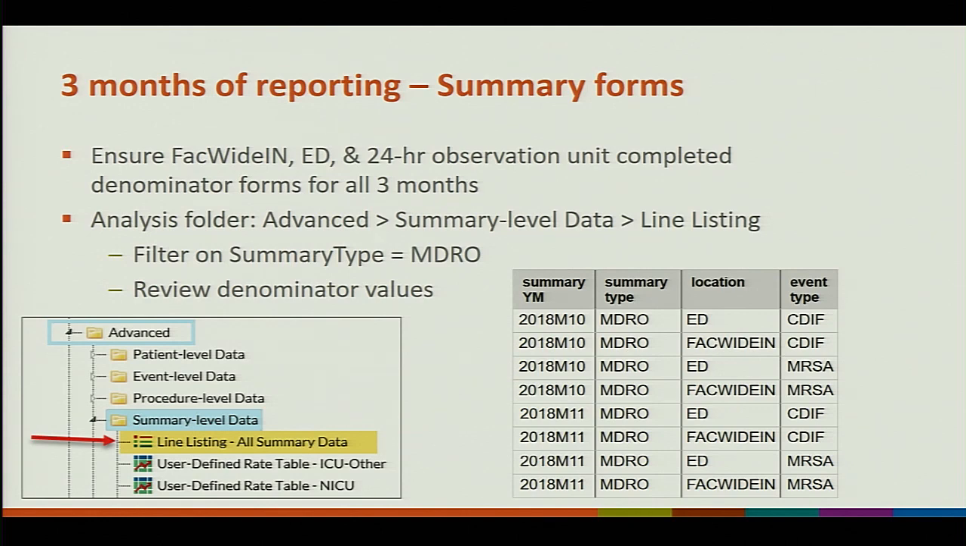Another important piece is to ensure your facility-wide inpatient, ED, and 24 observation unit denominator data are complete for all 3 months. To review your denominator data, you can go to another advanced report. A quick way to review just your MDRO and CDI is to apply a filter to summary type, which I've indicated as MDRO. And this is also where you can again review your facility-wide inpatient denominator values.